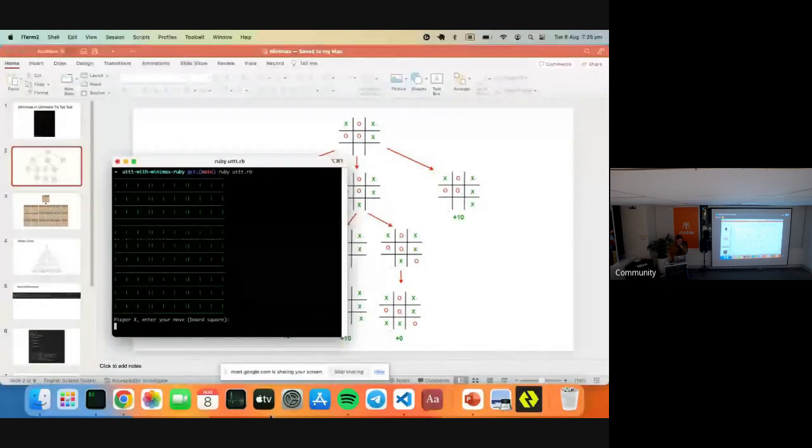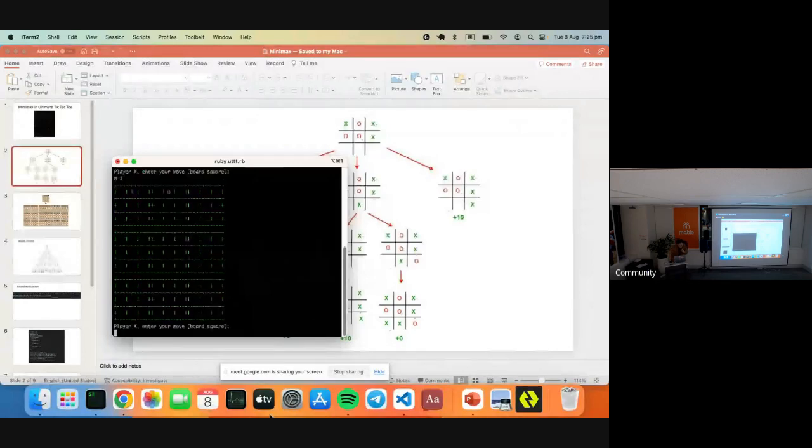Yeah, so this is the game I built in Ruby. And for example, like this, then the AI will make this move. Yes, so the AI is making his move.